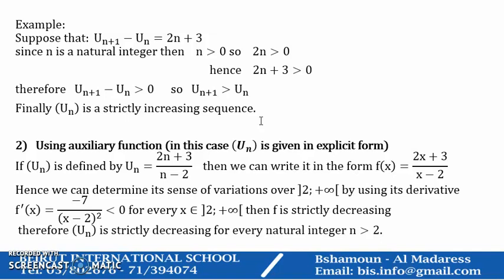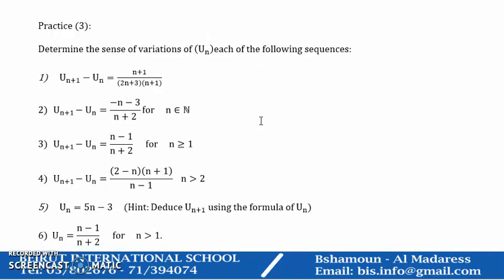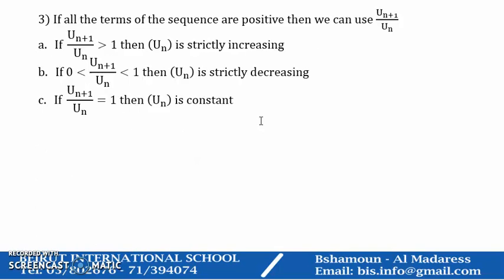The second method is by using an auxiliary function, but in this case un is given in explicit form. If un is defined, for example, by un equals (n plus 3) over (n minus 2), then we can write it in the form f of x equals (x plus 3) over (x minus 2). Hence we can determine its sense of variation over (2, plus infinity) by using its derivative function f prime of x, which is equal to minus 7 over (x minus 2) squared, which is strictly less than 0 for every x belonging to (2, plus infinity). Then f is strictly decreasing, therefore un is strictly decreasing for every natural integer n greater than 2. Also, this question is for you to solve.